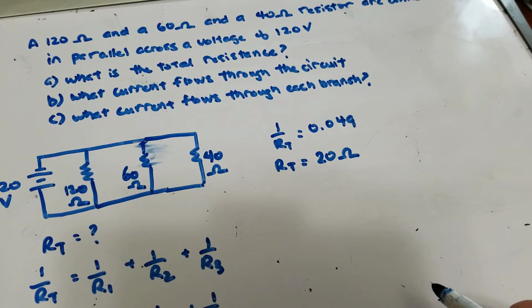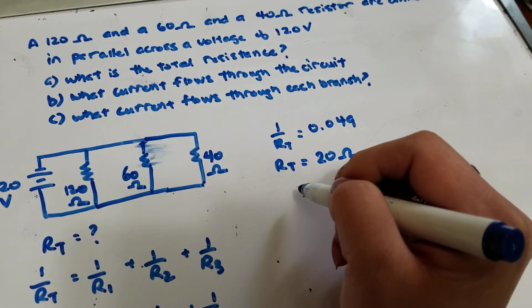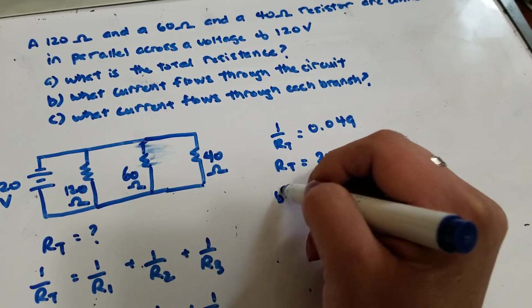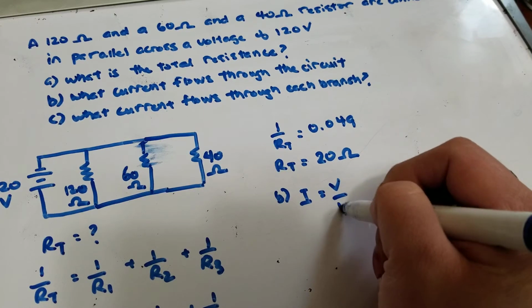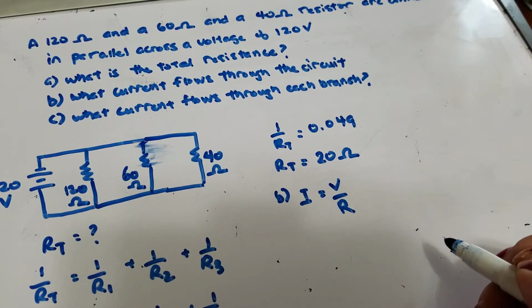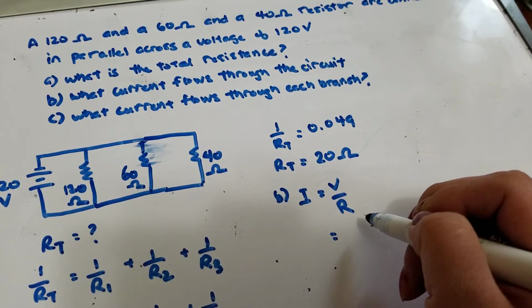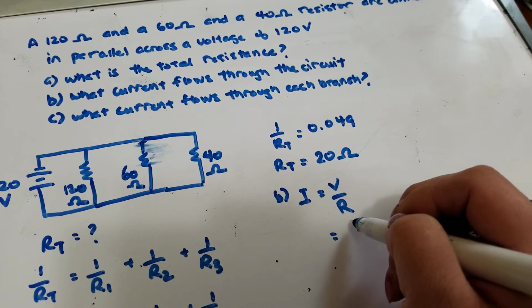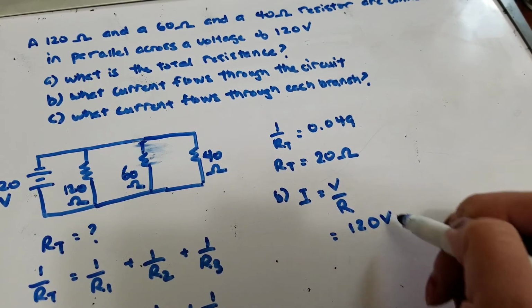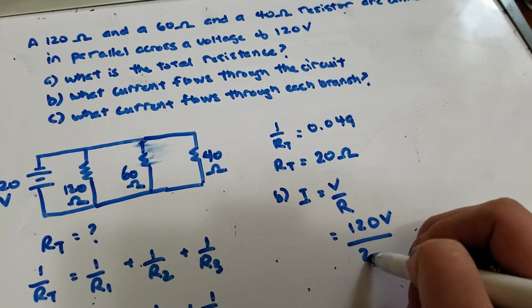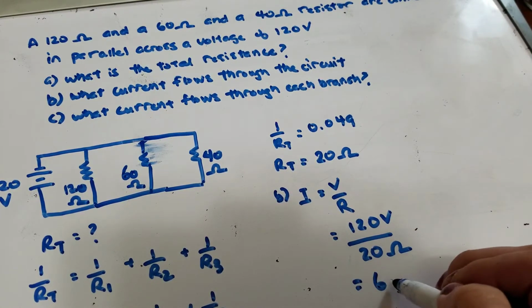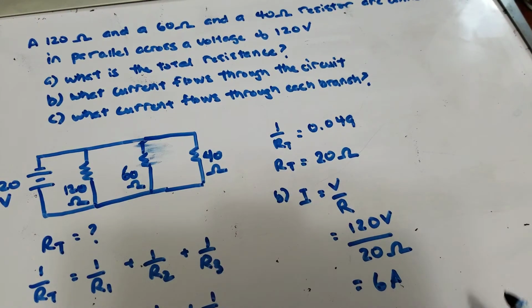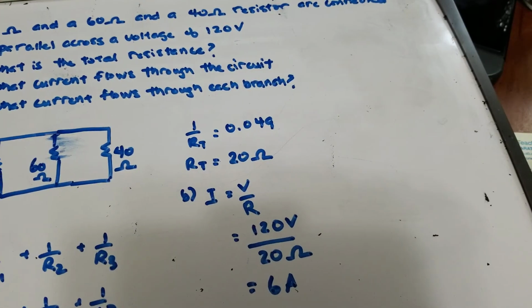Okay, the second question says, what is the current that flows through the circuit? So current, B. Current is equal to V over R, if you remember from the notes. So in this situation, your voltage is 120 volts divided by your resistance, which is 20 ohms, which gives you an answer of 6 amps, if that is okay. Let's move on to the next question.